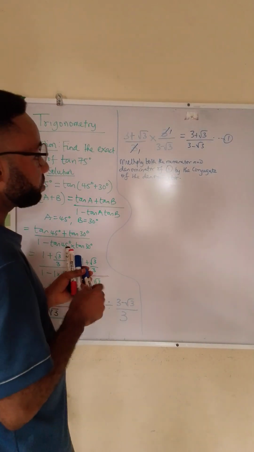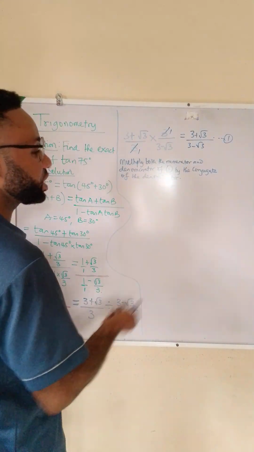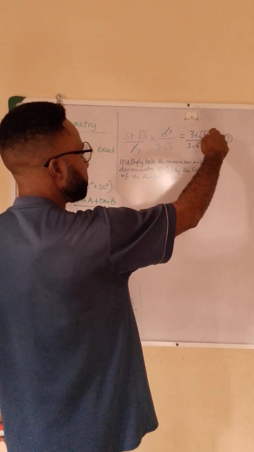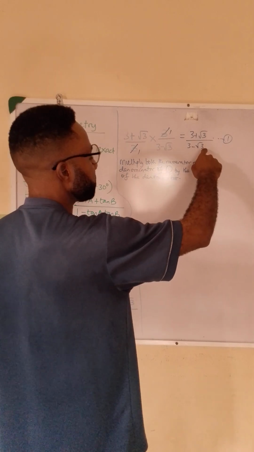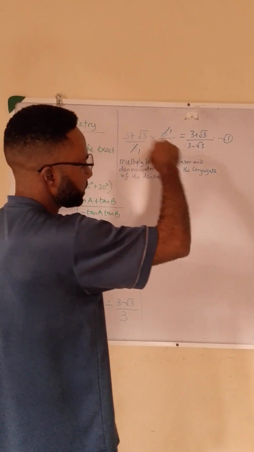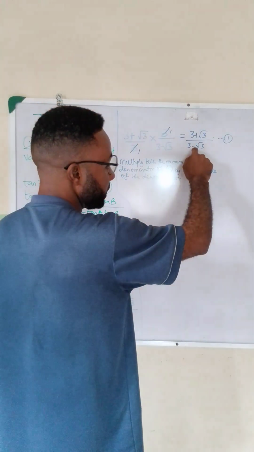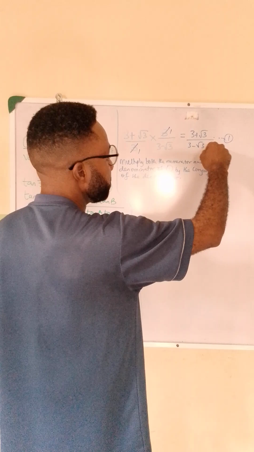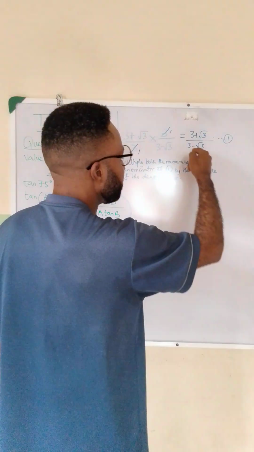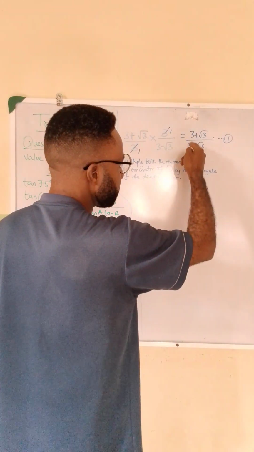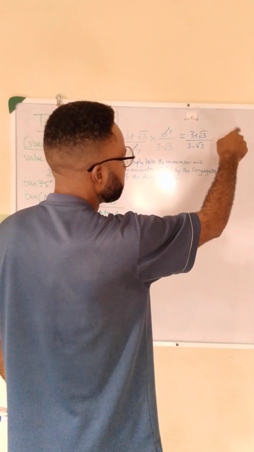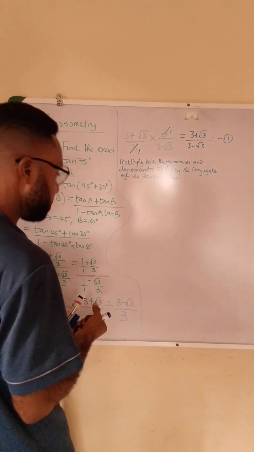It's an irrational number. So in order for us to rationalize it, we have to multiply both the numerator and denominator by the conjugate of this denominator. Now what that implies is, since it is negative here in the denominator, we are going to be multiplying it by 3 plus root 3 over 3 plus root 3. But assuming it was positive here in the denominator, we would multiply by 3 minus root 3.